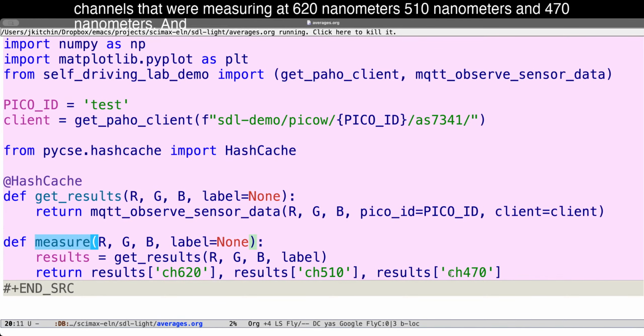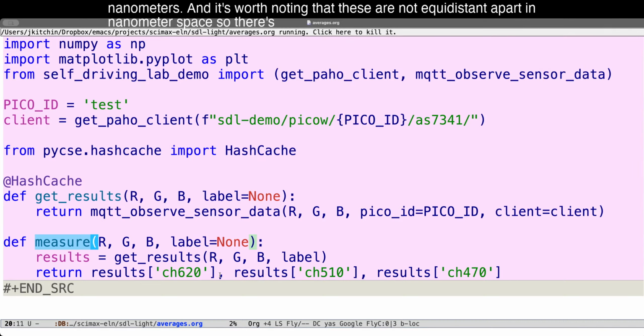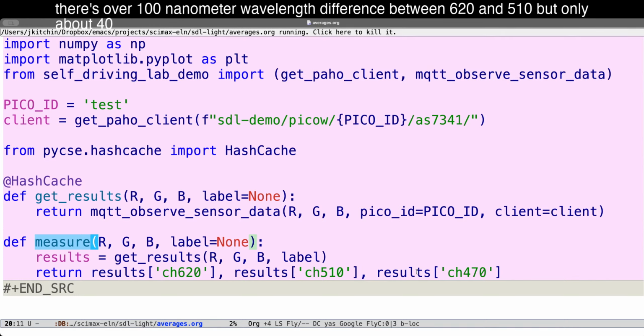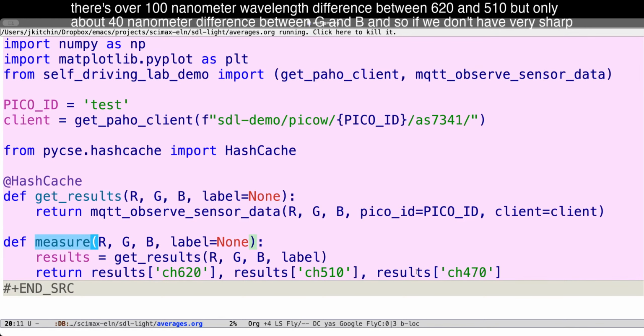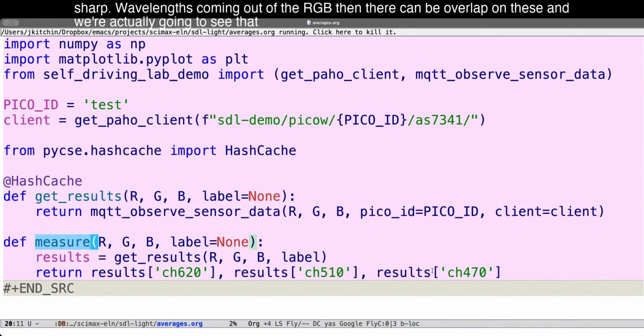It's worth noting that these are not equidistant apart in nanometer space. There's over 100 nanometer wavelength difference between 620 and 510, but only about 40 nanometer difference between G and B. And so if we don't have very sharp wavelengths coming out of the RGB, then there can be overlap on these, and we're actually going to see that that happens.